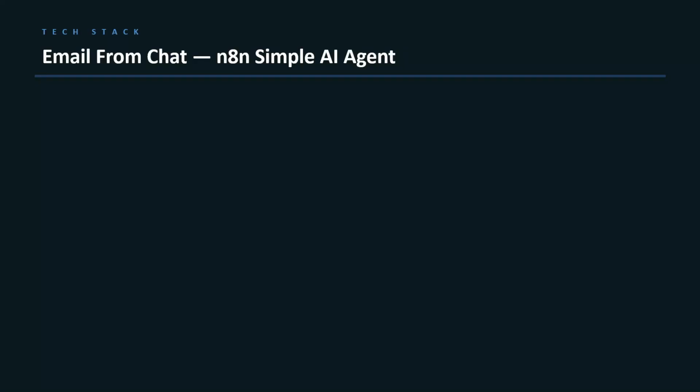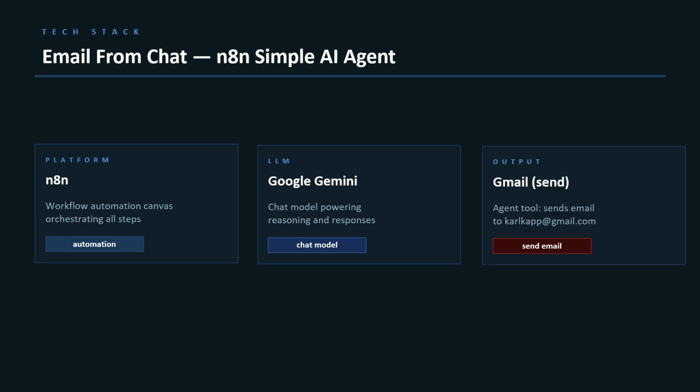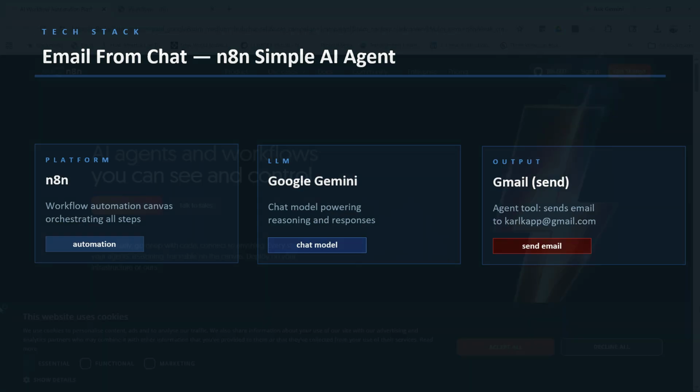Let's start with the tech stack that you're going to need to do this. First, we're going to need the n8n platform. That gives us our workflow. Then we're going to need Google Gemini. That's our LLM. That's the brains of the operation. And finally, we're just going to need Gmail because we're going to send it to Gmail. So this is the tech stack that we're going to need to get started.